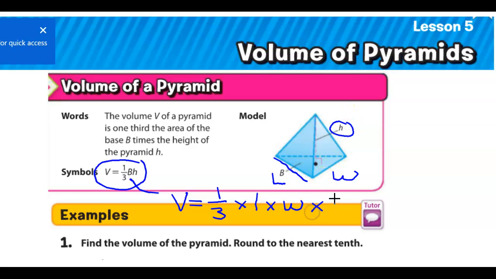I'm okay if you guys do it either way. I think for me, I'm going to teach you guys doing the length times the width times the height and then dividing it by 3. And as you guys get a little bit more proficient in this section, then we'll transition to this over here. Okay, so let's go ahead and take a look at problem number 1.